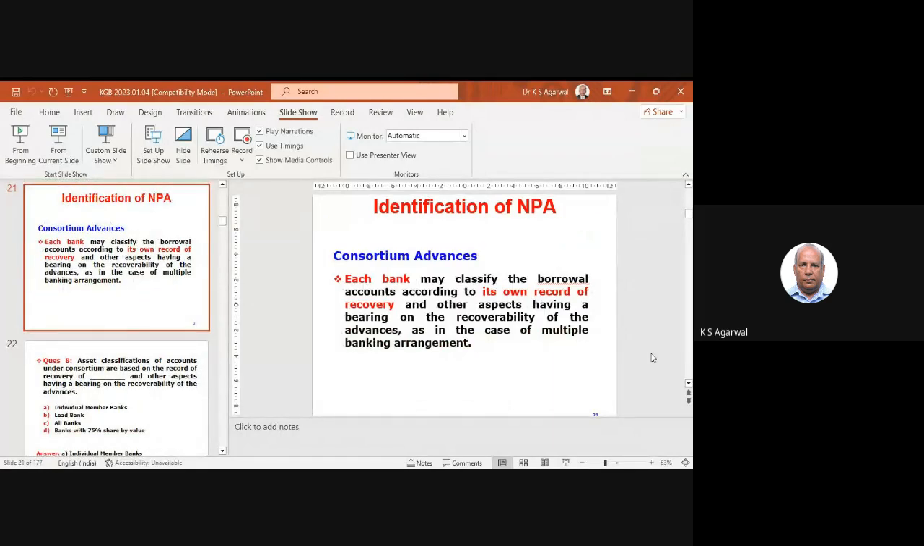Now we come to consortium advance. Here, the borrower is 1, but lenders are more than 1. So each bank may classify the borrower account according to its own record of recovery. Suppose PNB and KGB both have given a loan to a particular borrower. In KGB, it can be standard. In PNB, it can remain NPA. Each bank will see what is the record of recovery in its bank, and according to it, the bank will take action of classifying it as standard or as NPA.